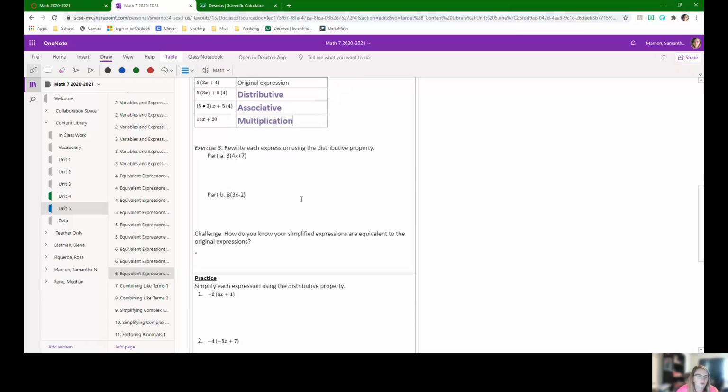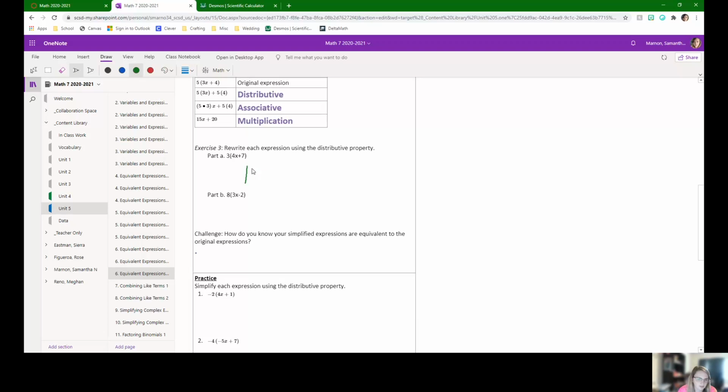Exercise 3, rewrite each expression using the distributive property. So why don't you pause the video and try part A on your own. Okay, so hopefully you tried part A on your own. I'm going to do it first with an area model and then I'll do it just algebraically.